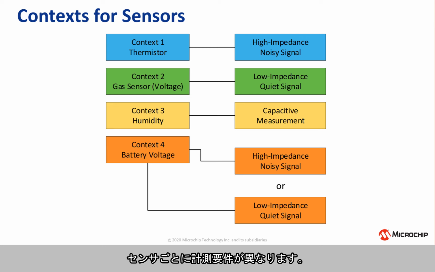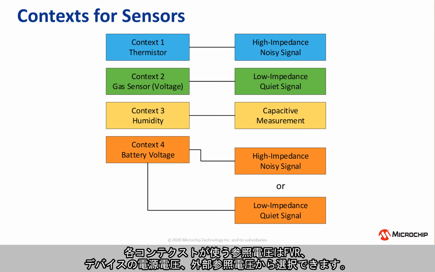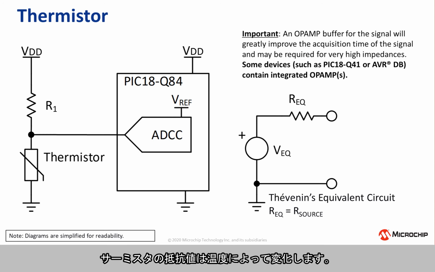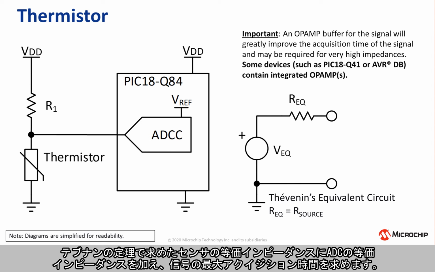Each sensor has differing measurement requirements. While the fixed voltage reference, or FVR, has only a single output for the ADC, each context can choose which reference to use: the FVR, power supply for the device, or an external reference. The thermistor changes its resistance in response to temperature. In this setup, the thermistor forms a voltage divider. The equivalent impedance of the sensor, which can be found by using Thevenin's theorem, is added to the impedance of the ADC to calculate the maximum time to acquire the signal.